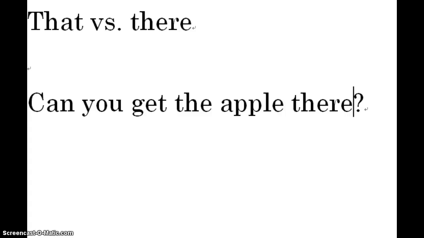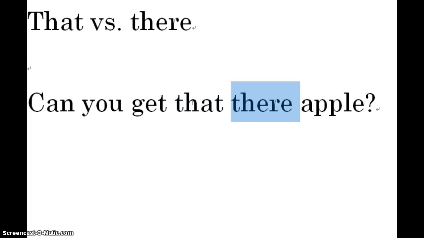So the lesson here is we don't really use the words "there" and "that" together in the sentence. Okay, we just don't use them next to each other, like "can you get that there apple," right? Oftentimes we can just use one and we can still say what we want to say, and we're actually saying it more correctly that way.